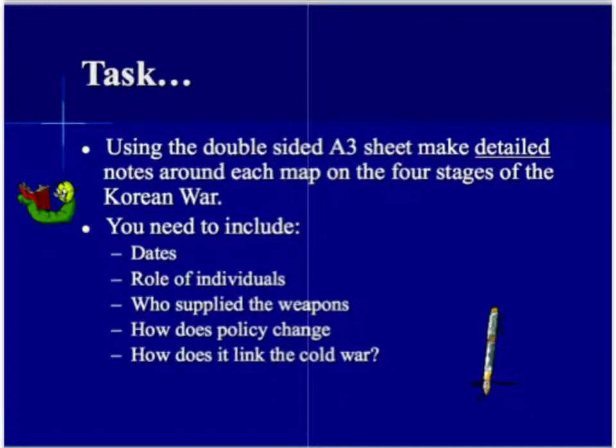Your task, using the double-sided A3 sheet or the maps available in your booklet, is to make detailed notes around each map on the 4 stages of the Korean War. You will need to include dates, roles of individuals, suppliers of weapons, changes in policy, and wider contextual links to the Cold War. Your teacher will provide you with additional resources if required.